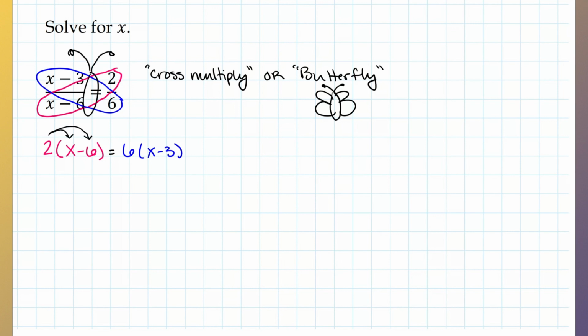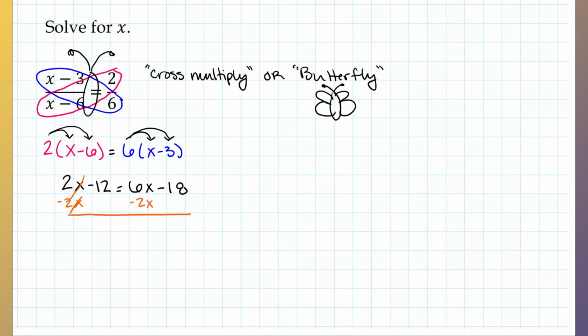We're going to distribute from here, so we get 2x minus 12, and distribute the 6 on the other side, so we get 6x minus 18. From here, we're going to use our inverse operations to solve for x. We're going to combine our like terms. So I'm going to subtract 2x on both sides.